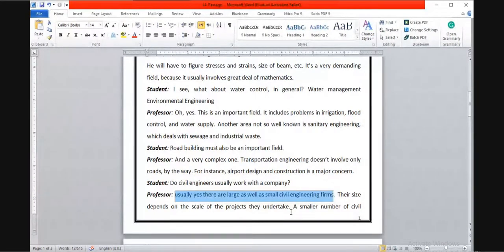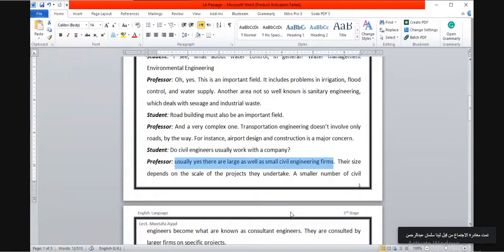Hussein, could you please read this sentence? It's part of the answer of the professor. Usually, there are large as well as small civil engineering firms. So Mustafa, now the professor is answering the student's question with yes, right? So civil engineers work with companies, right? Is that what the professor means?